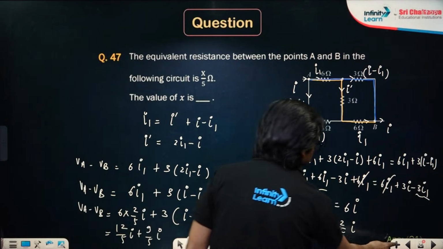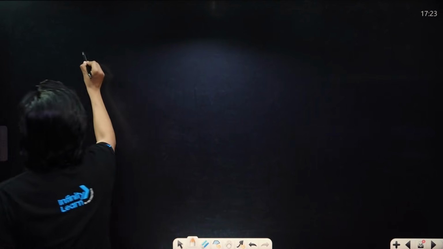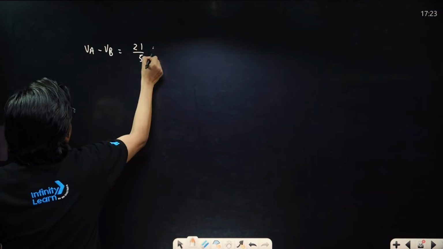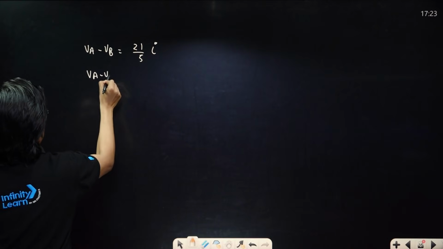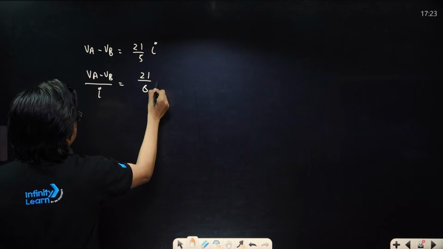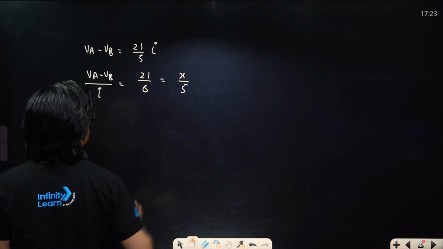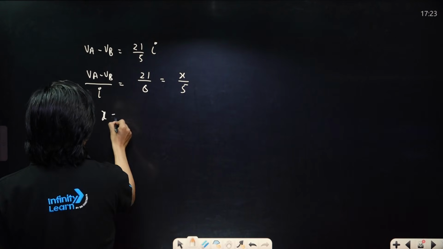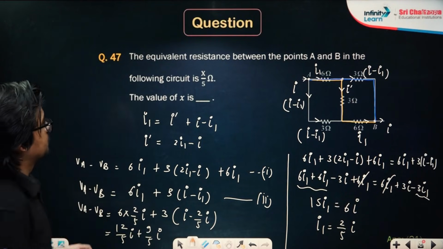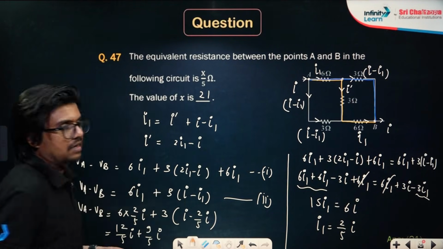That potential difference is 21 by 5 I. Potential difference divided by the current gives you the resistance, and that is 21 by 5. You make a comparison with the given x by 5, and you get x equal to 21. So 21 is the right answer. This is a numerical answer type question.